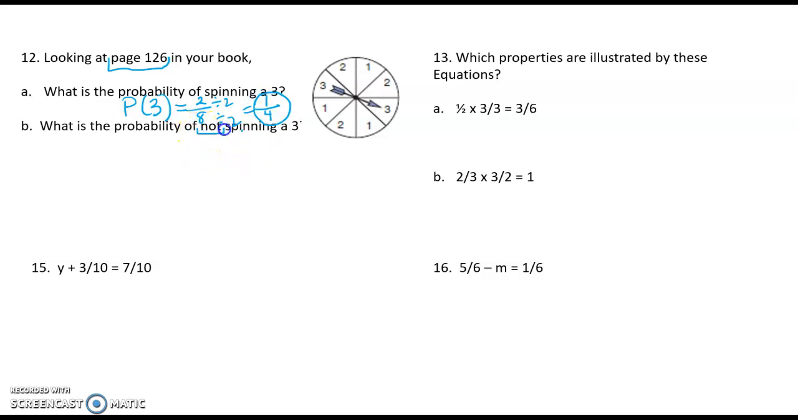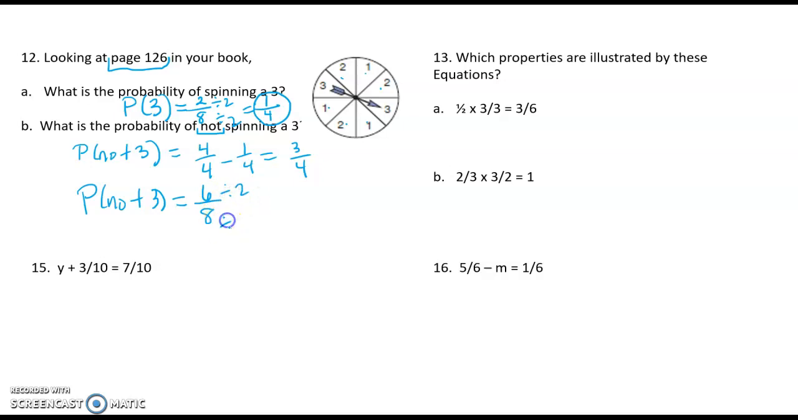What is the probability of not spinning a 3? There's a couple of ways to do this. So the probability of not 3, you could do 4/4 minus 1/4 is equal to 3/4. Or not 3. So let's see, how many do we have of not 3? 1, 2, 3, 4, 5, 6. So I have 6 out of a total of 8. And then if I divide by 2, 6 divided by 2 is 3. 8 divided by 2 is 4.